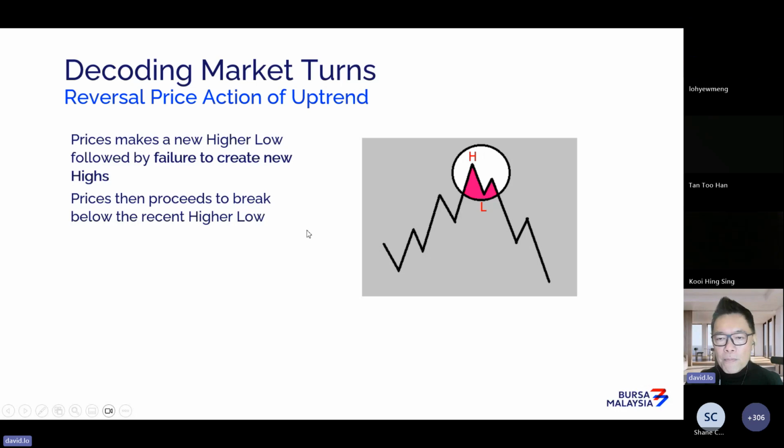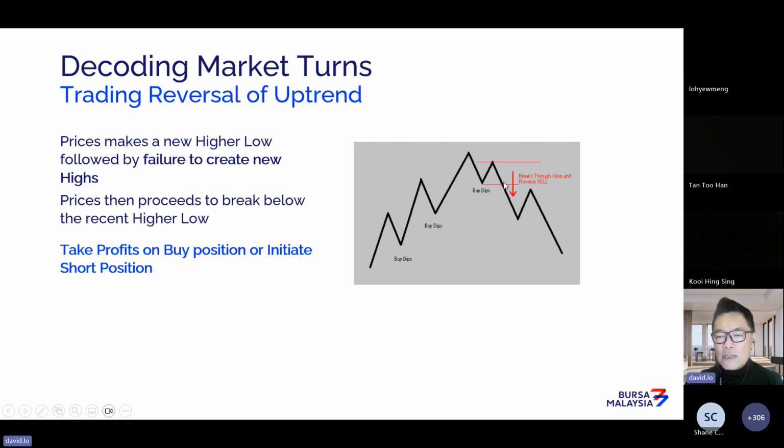It breaks this low, okay, breaks its low. That's where you take profits. Okay, it's time to take some profit, lock in some profits. And if you are perhaps in KLCI or in the futures, you can actually go short as well.